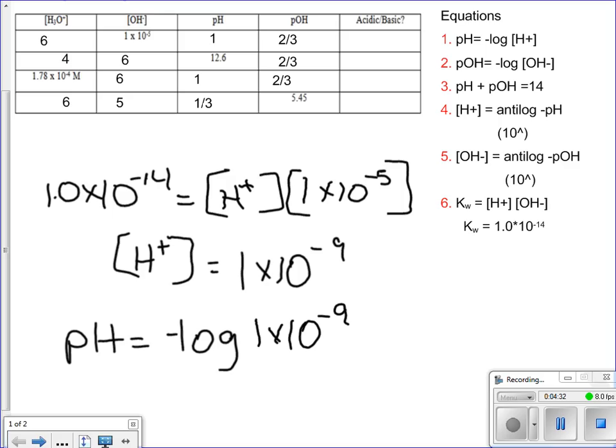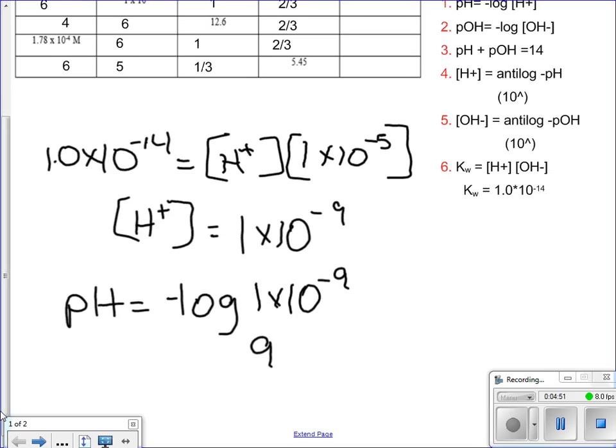So now you should be able to plug it into your calculator just like that: hit the negative button, the log button, 1 times 10 to the negative 9th, and your pH value should be 9. Okay, so now, if something has a pH of 9, we can determine if it's an acid or a base. So you could go on and write that in the very last column.